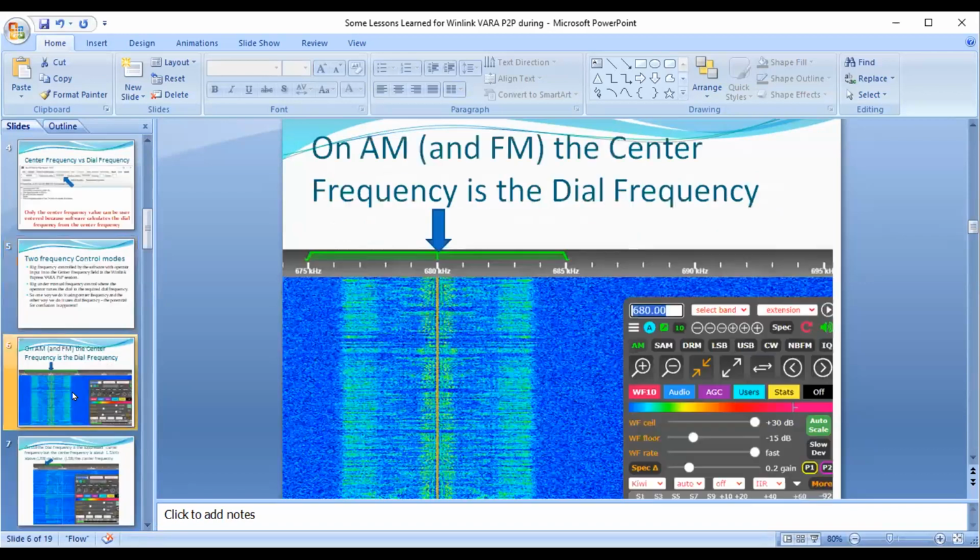Let's review a bit about that center frequency versus dial frequency. Back in the old days, when there was no such thing as single sideband, you only had AM and later FM. The center frequency and the dial frequency are one and the same. The blue arrow shows at the top there, right there, the arrow. That's the center frequency and the dial frequency for an AM transmission.